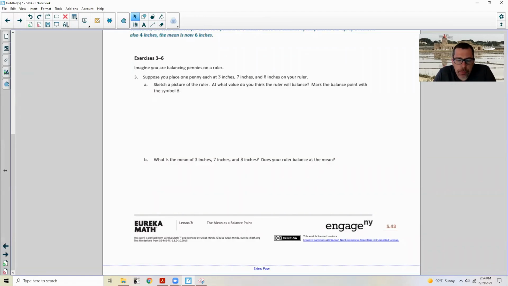Exercises 3 through 6 are for you to try yourself. Pause the video, see if you can do it. When you're done, unpause the video, and I will give you the solutions and see how you did. Okay, so here we go.